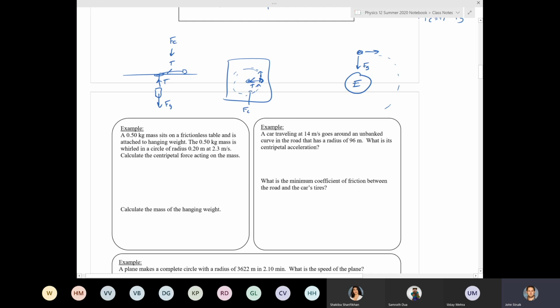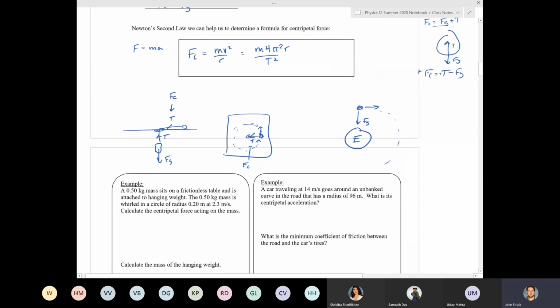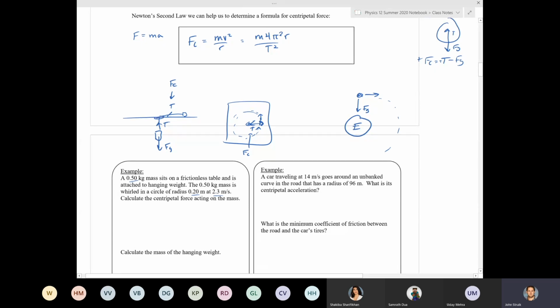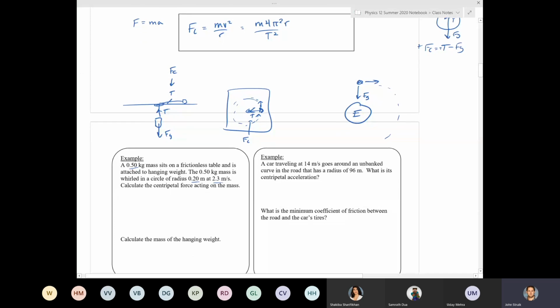Okay, so the 0.5 kilogram mass sits on a frictionless table and is attached to a hanging weight, whirled in a circle of radius, calculate the centripetal force. So if you look up at our centripetal force, we have two options here. The first one is mv squared over r. So we have mass, we have v, and we have r. So that's one we're going to use. Okay, we don't need to use 4 pi squared r over t squared. We don't actually have t, so we're going to use mv squared over r.